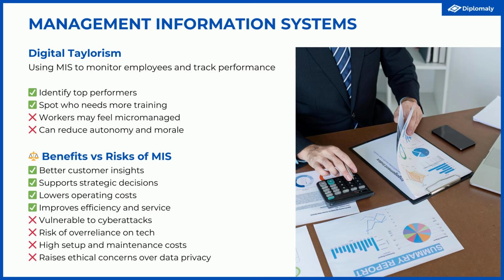MIS can be used to monitor employees, which is the practice of digital Taylorism. This can help a firm identify high performers and those in need of more training, but workers may feel the firm lacks trust and that they lack autonomy in their work. While you need to know these different types of MIS, the most important thing is to understand how they can impact the business and stakeholders.